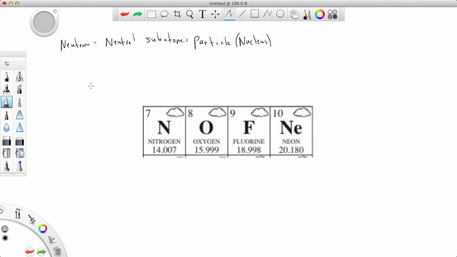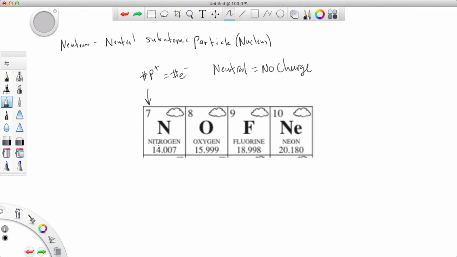Like we discussed in the periodic table video, we have the atomic number here, which represents the number of protons. But it also represents the number of electrons when we talk about neutral atoms, where they don't have a charge. Neutral, no charge. We need that number of protons to calculate the number of neutrons, which is what we're going to do.